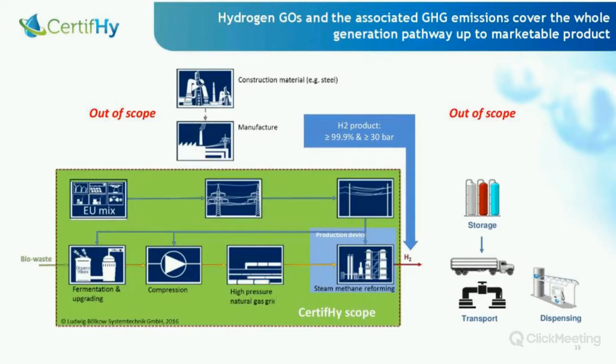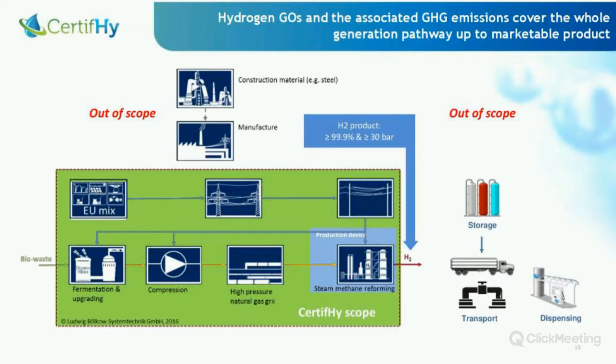So what's taken into account is not only the emissions produced at the level of the production device, but also all of the upstream emissions. I'll give an example. In the case of steam methane reforming of natural gas, we take into account the emissions linked to the exploration of gas, the refining of gas, the transportation of gas, as well as the CO2 emissions within the steam methane reformer. So this is the CertifHy scope.